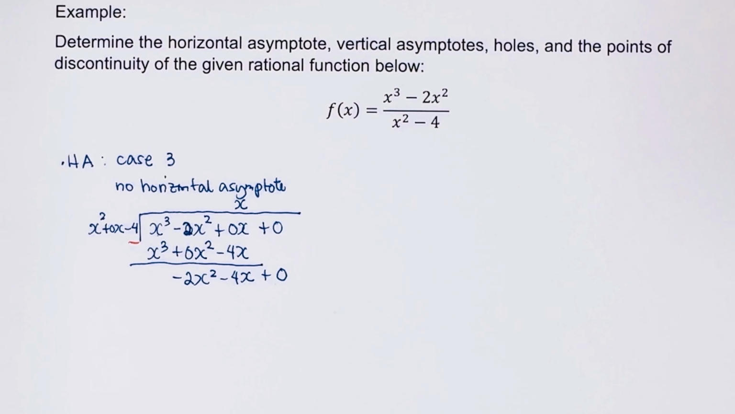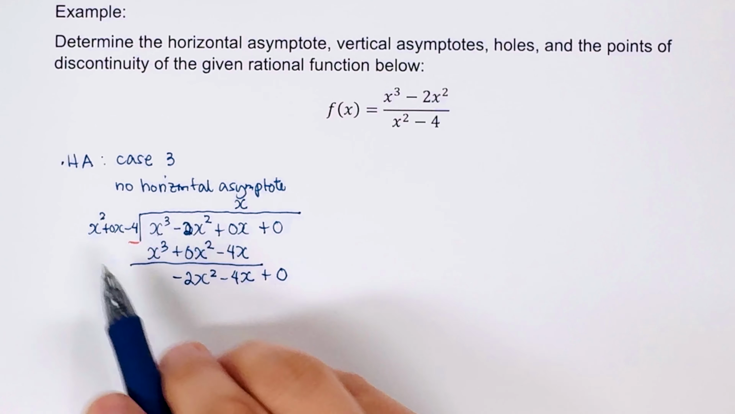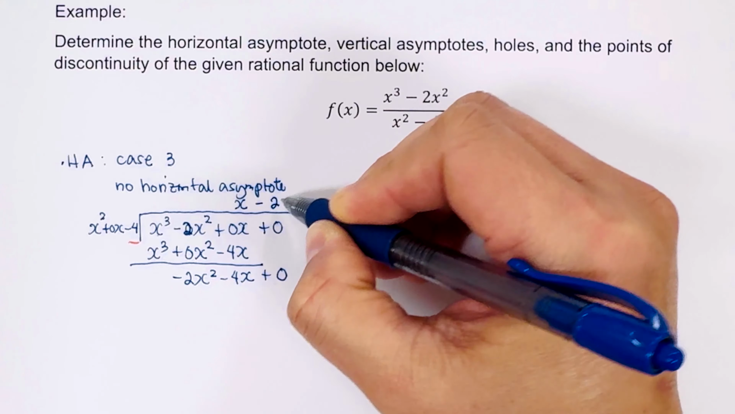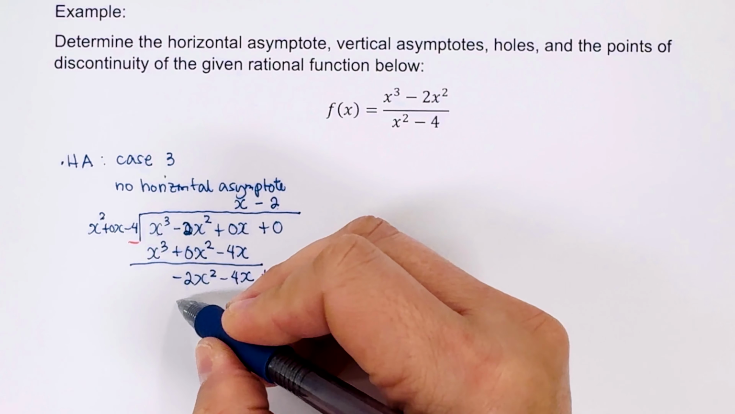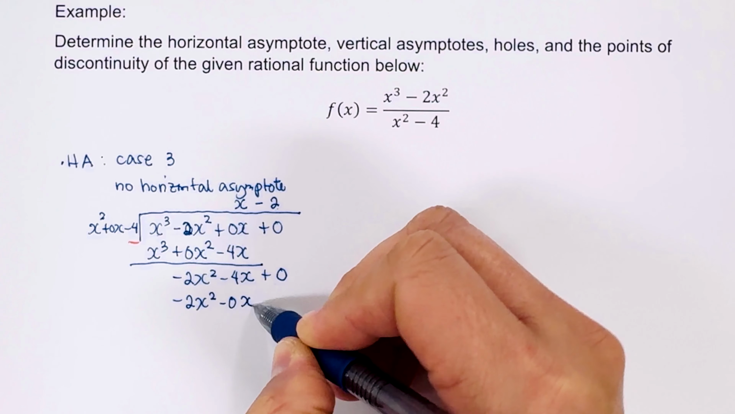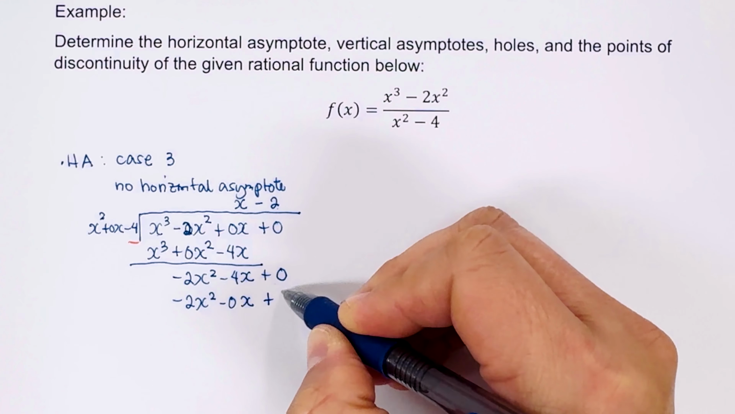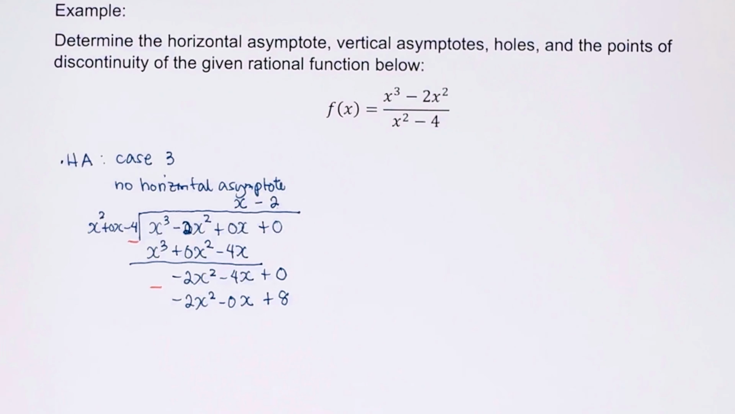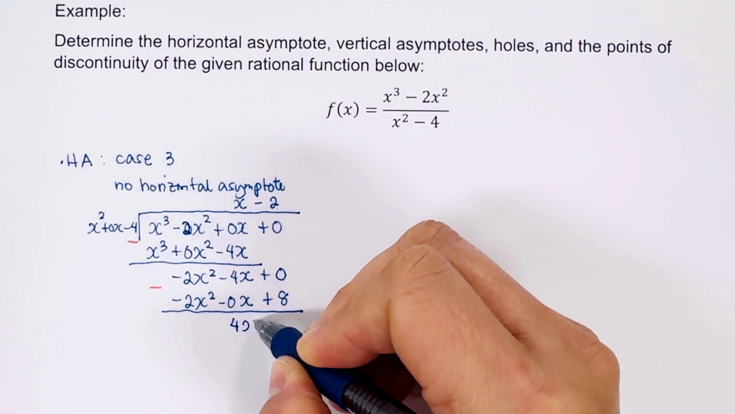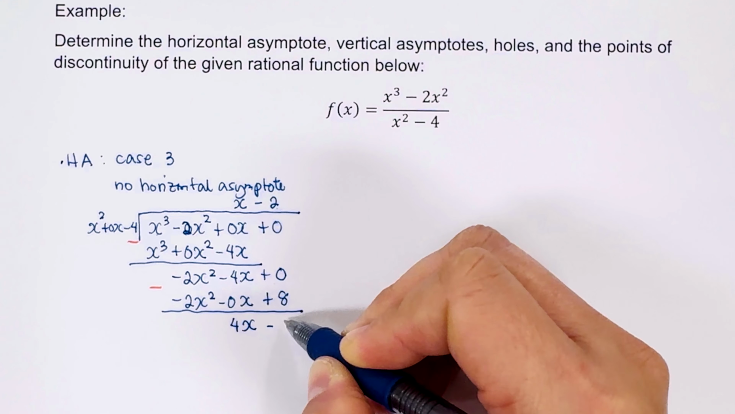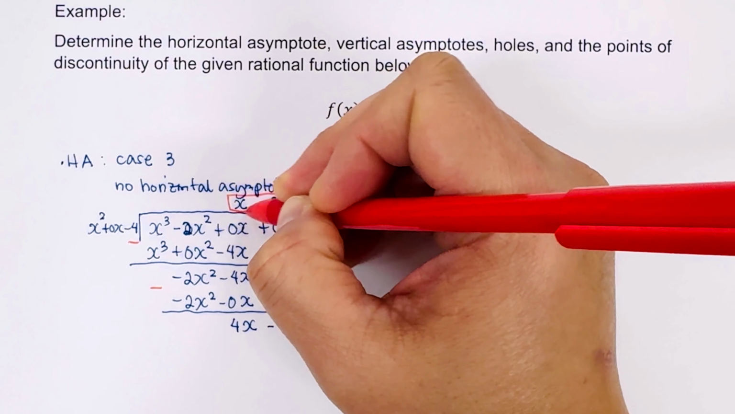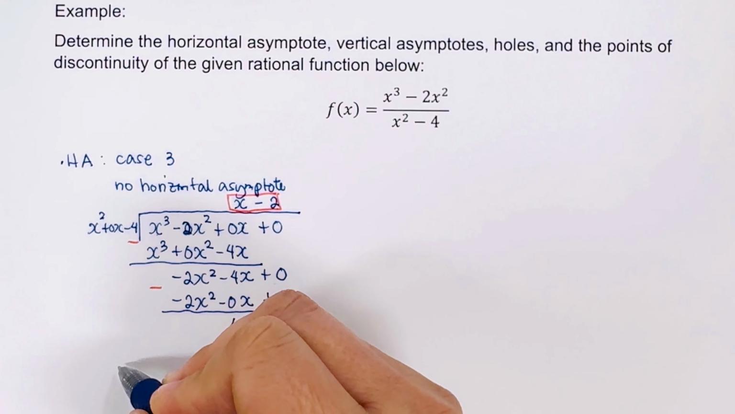Now we bring down the 0, and we're going to divide the first term over the first term here. So that is negative 2x squared divided by x squared is negative 2, and then we multiply negative 2 to each of these. So this is negative 2x squared, minus 0x, and then that is a positive 8. And then we are going to subtract these two together. So this cancels out. This is 4x, and then this is negative 8. The equation for the slant asymptote is y equals x minus 2. So this is the equation of the slant asymptote.